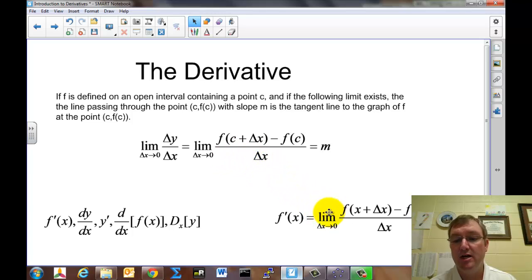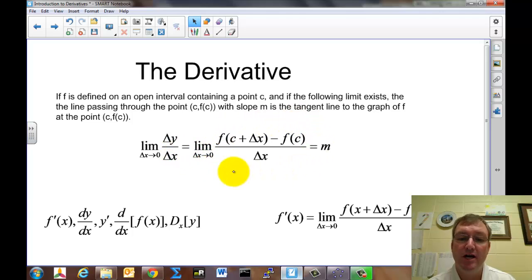This thing up here and this thing down here are both meaning the same thing. If f is defined on an open interval containing a point c, and if the following limit exists, then the line passing through the point c, f of c, with a slope of m is the tangent line. So that's what we mean here. We're going to find the slope of the tangent line by using this limit here.